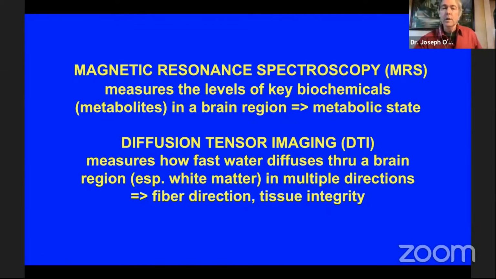So that was FASD. Let's talk even more briefly about neuroimaging, just for those of you who don't have the background. We used 2 neuroimaging modalities, magnetic resonance spectroscopy, MRS, and diffusion tensor imaging, DTI, to study FASD. MRS measures the levels of key biochemicals, the so-called metabolites, in a brain region, and that tells us about the metabolic state of that region. DTI measures how fast water molecules diffuse through a brain region, particularly white matter, in multiple different directions, which allows us to calculate the fiber direction within the white matter and evaluate the tissue integrity.